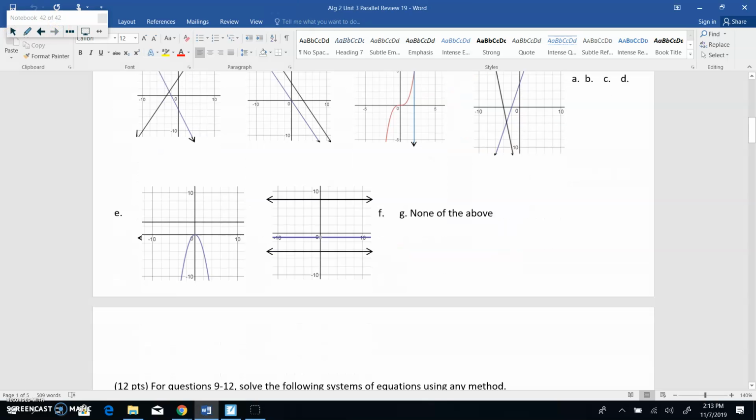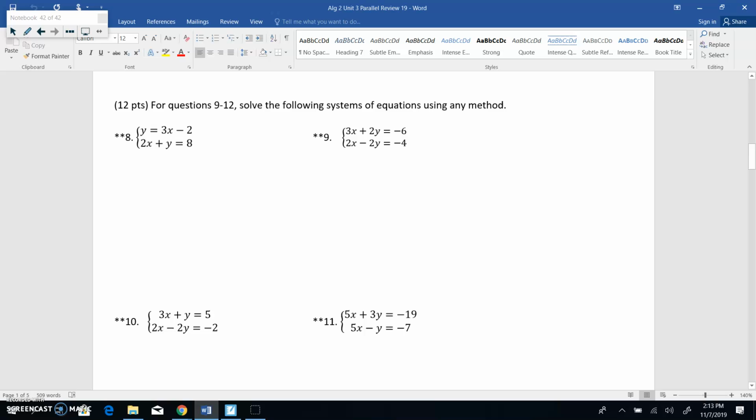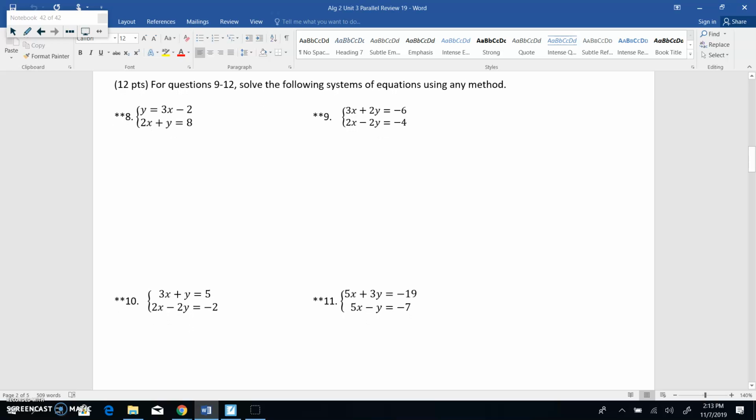Next piece to this. Okay, we're going to move into our elimination and substitution. Okay, you can solve these any way that you want to. Alright, some of them are set up better for one way versus the other. However, you can choose which way you want to do this. Alright, so for this first one, personally, I would go substitution because it is already set up for you. As you can see, you have this y equals here. That y equals statement sets me up for substitution. So I'm going to do that.